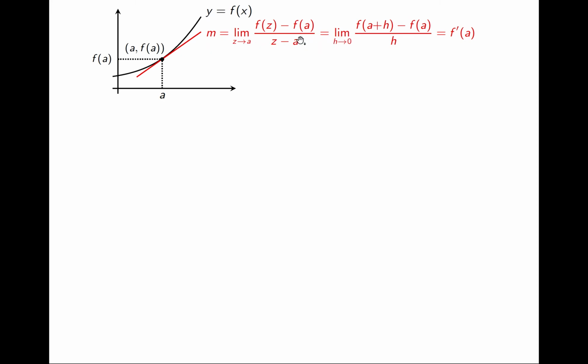These two limits depend on what a is, so we've agreed to call their value f prime of a. It's a function of a. Its value depends on a. So f prime of a equals either one of these limits. So slope now is given by a function f prime of a.